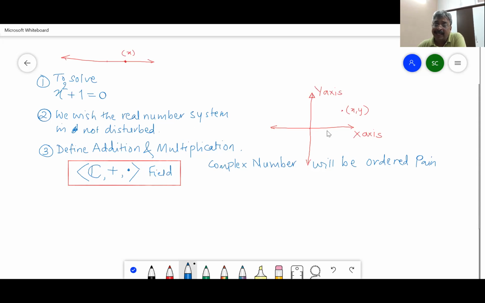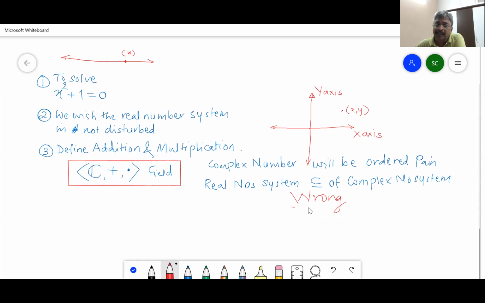Therefore, technically, if I say that eventually after the development of complex numbers, the real number system is a subset of the complex number system, then it is a wrong statement. It is not a correct statement.